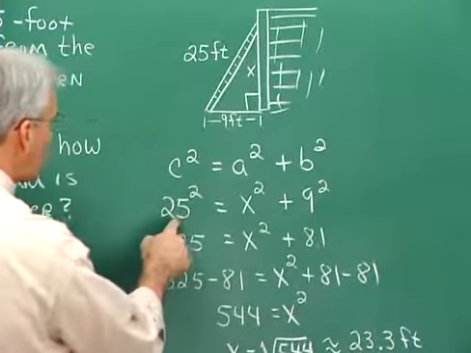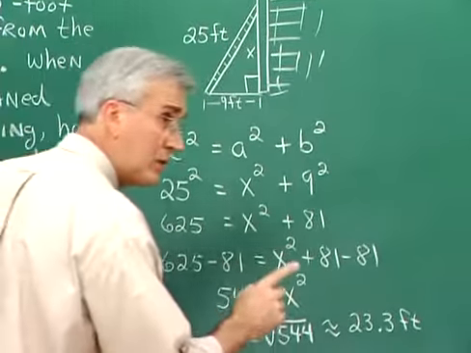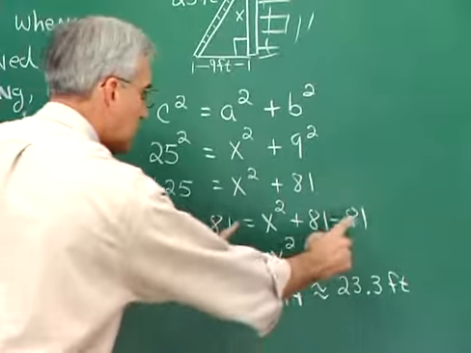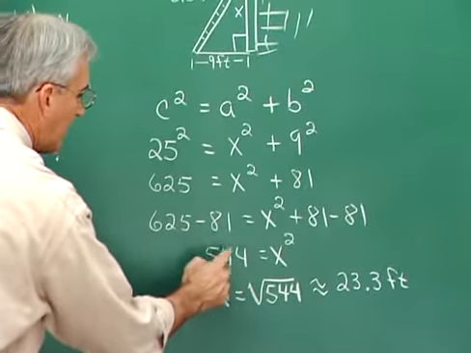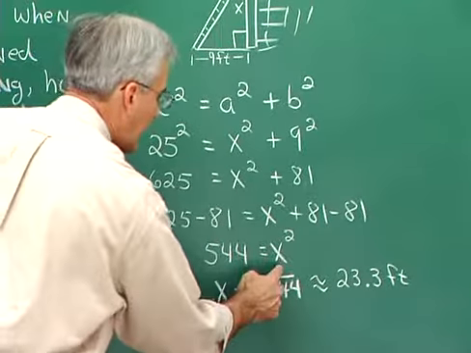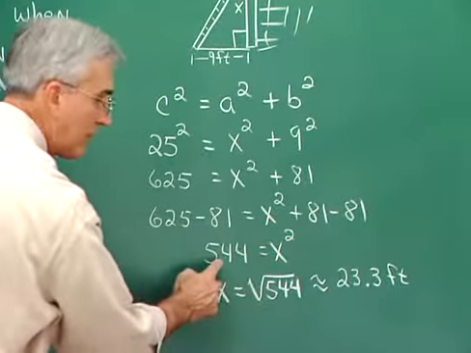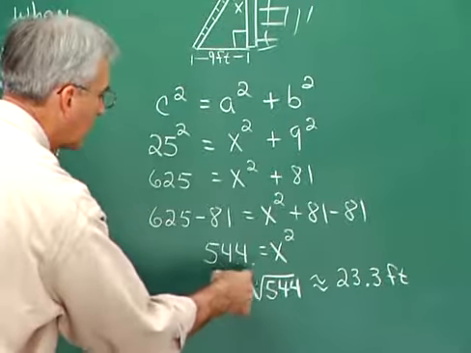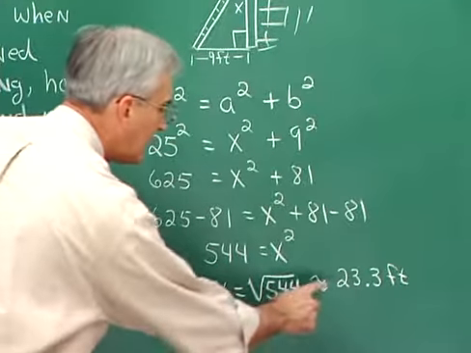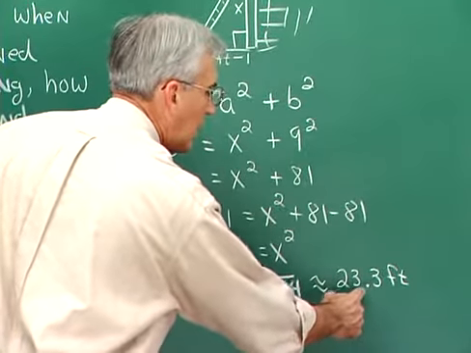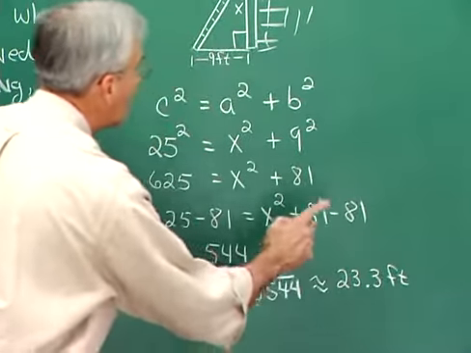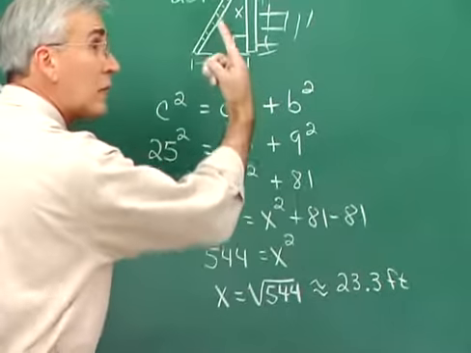9 squared is 81. 25 squared is 625. I'm trying to solve for x, so I want to isolate this term. So I subtract 81 on both sides. 625 minus 81 is 544. The 81s go out on the right as expected. Bring down the x squared. If x squared is equal to this number, then x must be equal to the square root of that number. And we can approximate the value using a calculator, and it turns out to be about 23.3, 23 and 3/10 feet that the ladder will reach up the building.